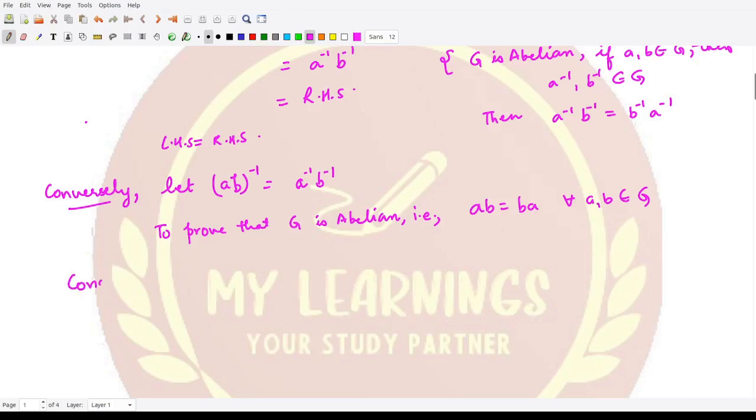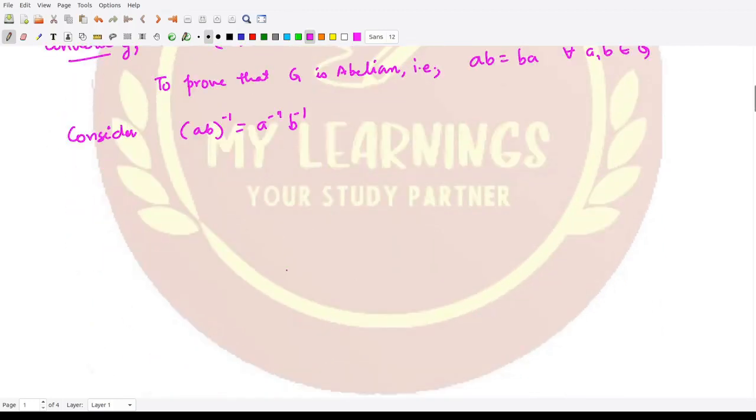So for this, what do we do? We consider whatever is given to us. So this is given to us, right? So from here, using this expression, let me write down, this is given to us. So here you can apply the socks and shoes property on the left hand side to obtain this, right? So from here, applying the socks and shoes property, we have our left hand side.